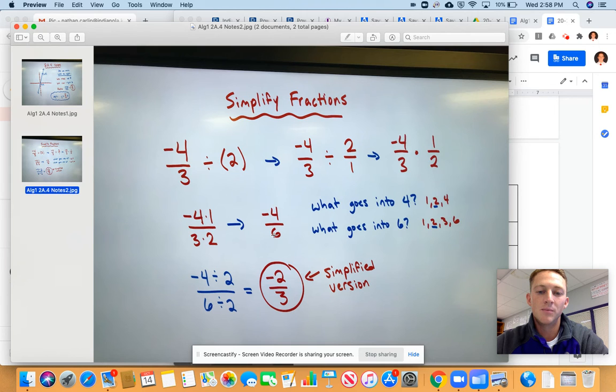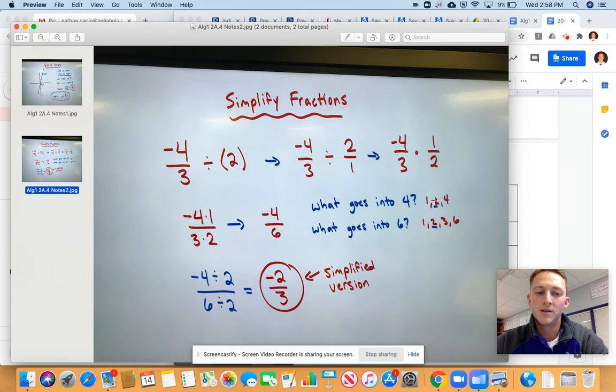And now we want to simplify. So what number goes into 4 and what numbers go into 6? We've talked about factoring a little bit earlier. We talked about it last class. So what numbers go into 4? 1 times 4 and 2 times 2. And what about 6? 1 times 6 and 2 times 3. So out of these two lists, what's the biggest number they have in common? They both have 1 in common, but they also both have 2.